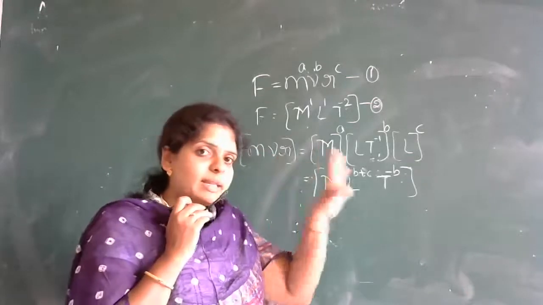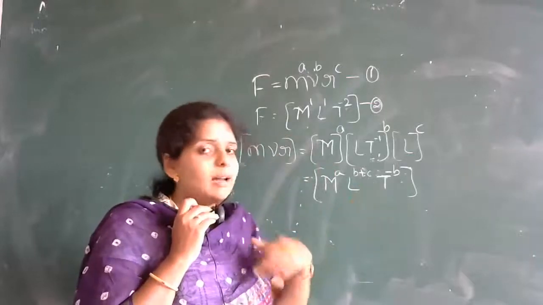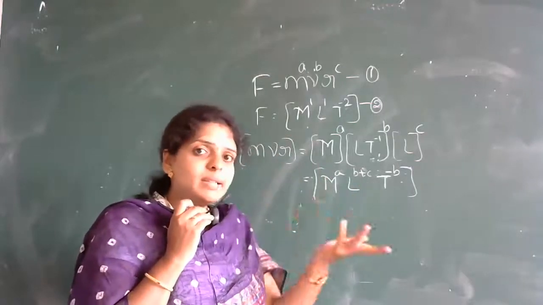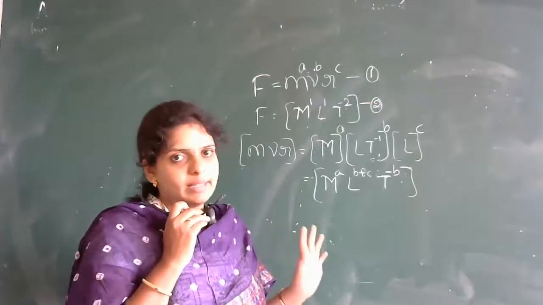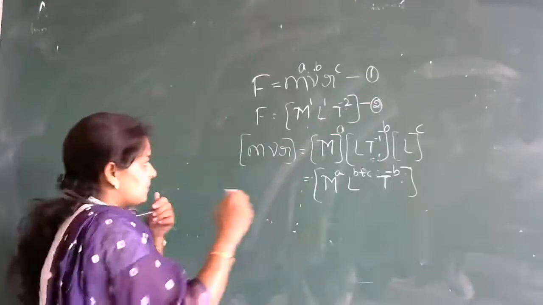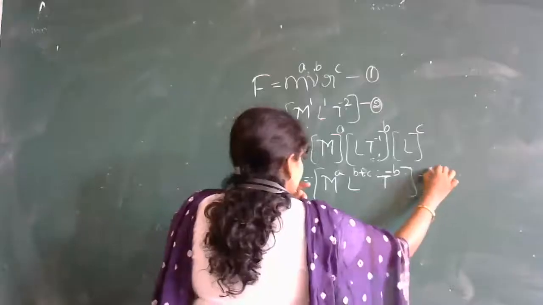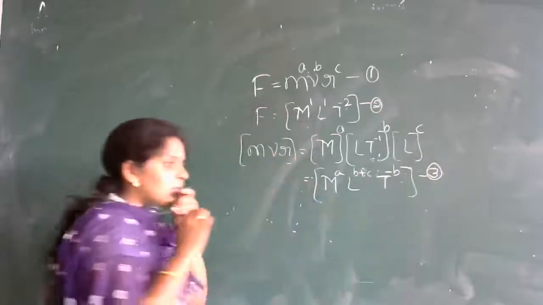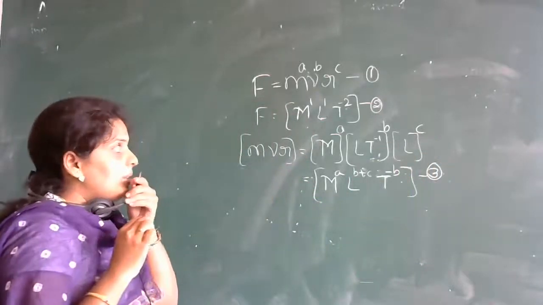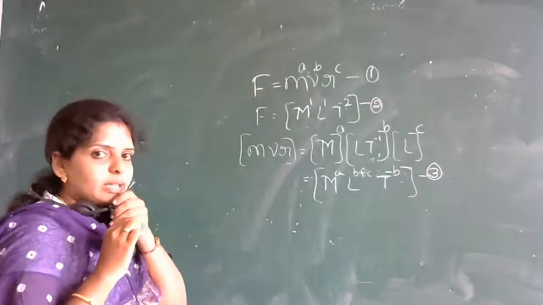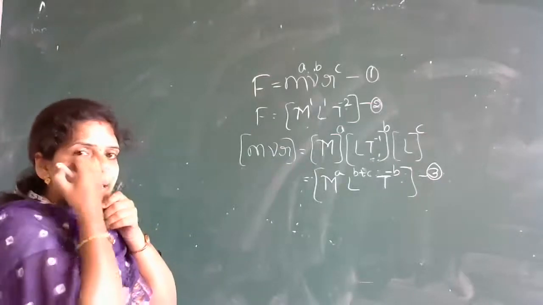Okay, first LHS dimension formula, RHS dimension formula. Next, just equating and simplifying. That's it. Okay, we will see next. So this I'll name as equation 3. After this, I am equating equation 2 and equation 3.